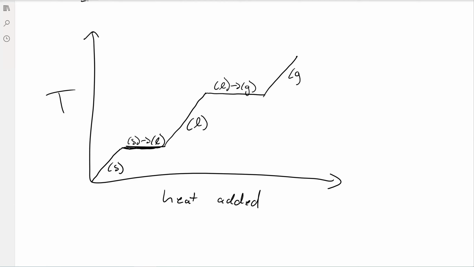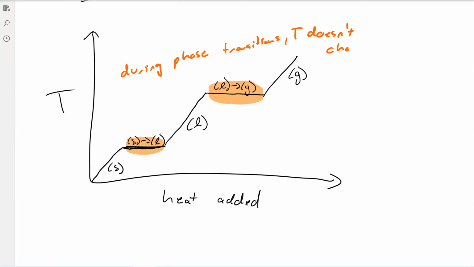And then finally, when it's all turned into gas, you can superheat that gas if you would like. So the main thing that we note is that during the phase transitions, the temperature does not change. So that energy that you're inputting into the system, instead of making the molecules move around faster, you're helping them break these intermolecular forces.